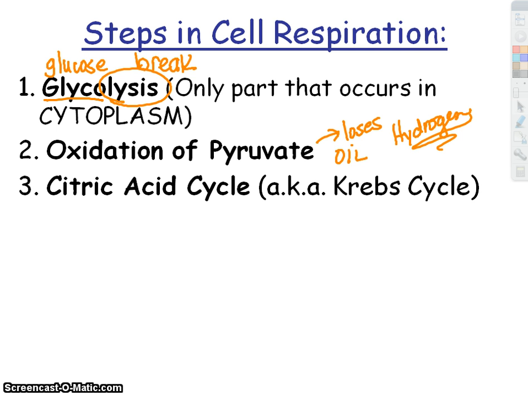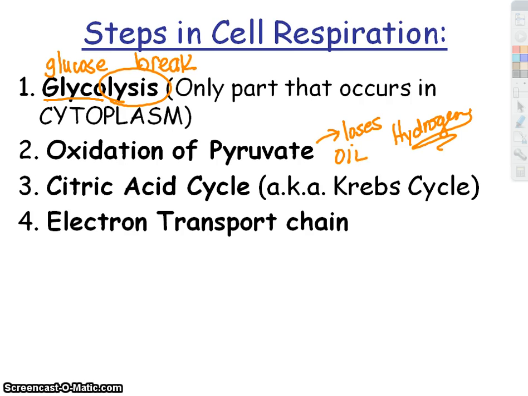The third step is called the citric acid cycle. It's also called the Krebs cycle. Some of this may sound familiar from biology. The Krebs cycle, it's called after the person who discovered it. It's also called the citric acid cycle because the first thing that's made in the cycle is citric acid. You're not going to have to know all the steps in the cycle. You're not going to have to know all the steps in glycolysis. You really just need to know what goes in and what comes out. And then our last step is the electron transport chain.